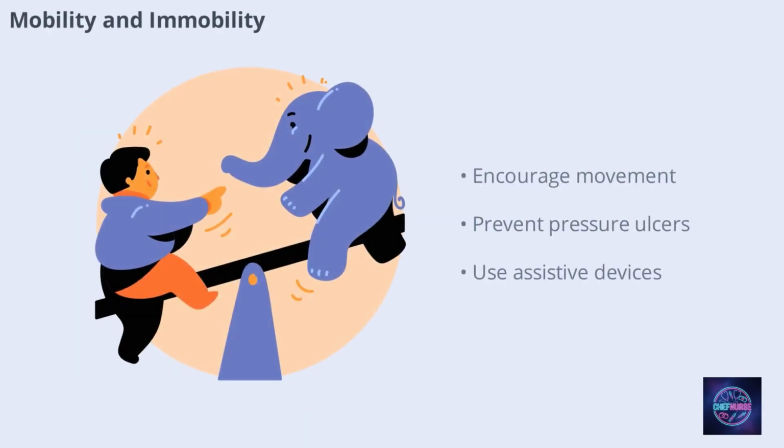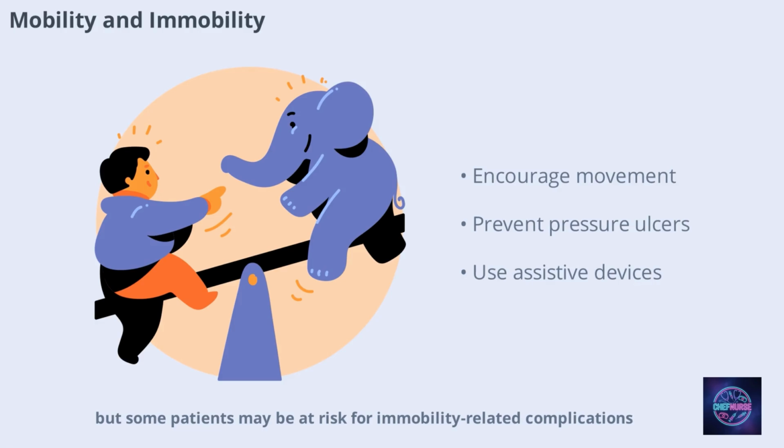Mobility is vital for maintaining health, but some patients may be at risk for immobility-related complications. The NCLEX may ask about interventions to prevent pressure ulcers, deep vein thrombosis, or muscle atrophy. Encourage movement, use assistive devices, and reposition patients regularly. Early mobilization supports recovery and reduces the risk of complications.